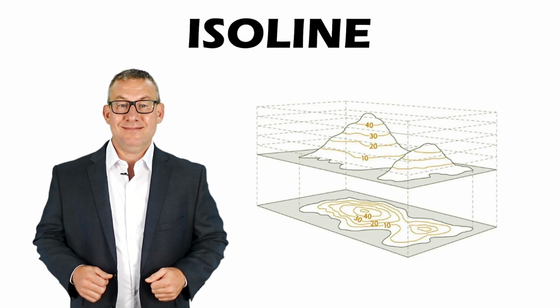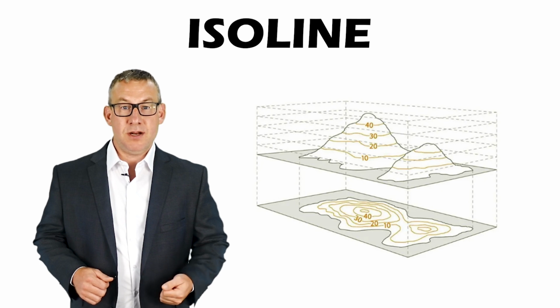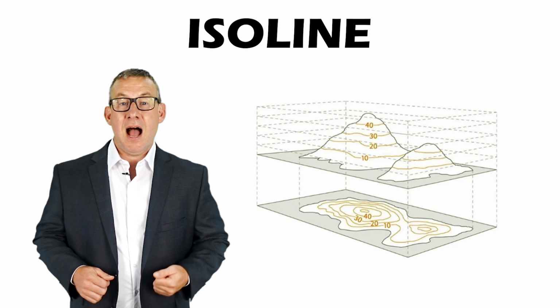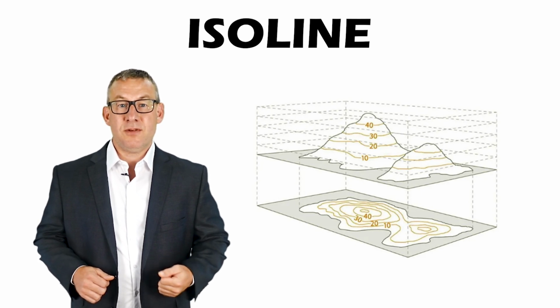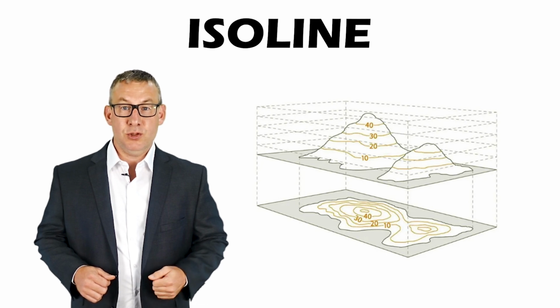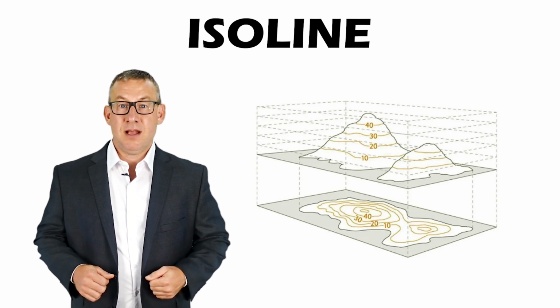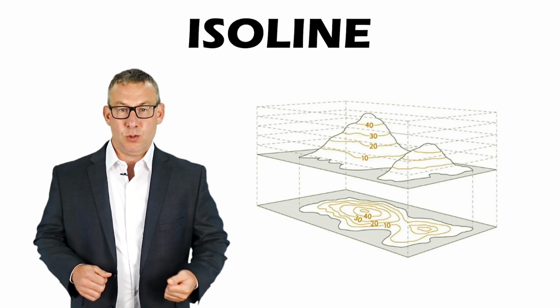An isoline. Isolines are lines on a map that connect points of equal value. Iso means equal. There are many different types of isolines. Types of isolines include isobars, isobaths, isochrones, isopatches, and contour lines.